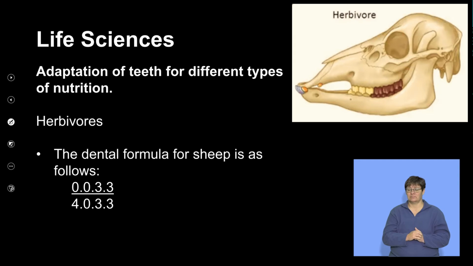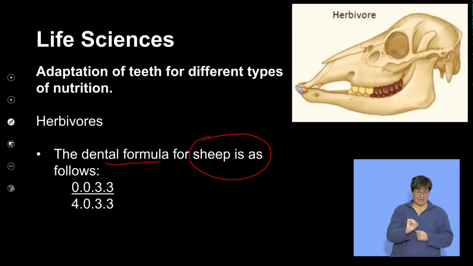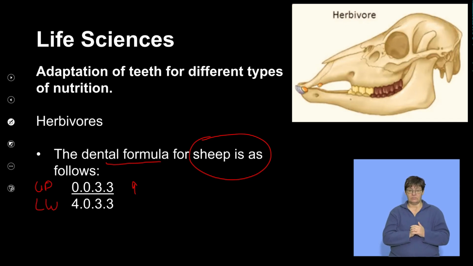Let's look at the dental formula of a sheep. You notice that the upper jaw is indicated here, and you've got the lower jaw at the bottom. If we look at the dental formula, we're starting from the middle, so the incisors would be 0, so there are no incisors on the upper jaw. There are no canines, but it has 3 molars and 3 premolars. When we look at the lower jaw, we can see 4 well-developed incisors, no canines, 3 molars, and 3 premolars, or the other way around.